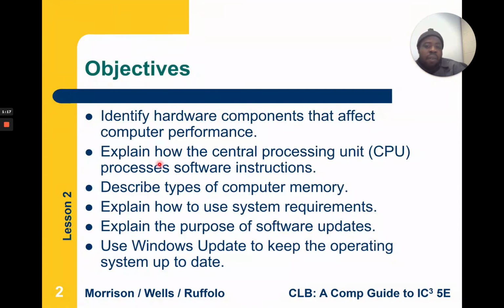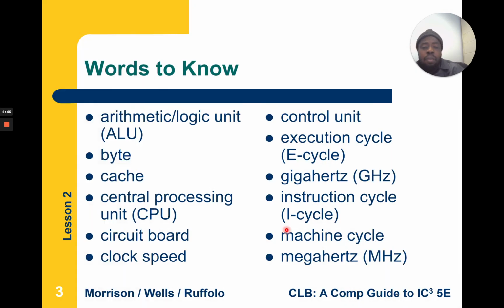The objective of lesson 2 is to identify hardware components, and these components can affect your computer performance. I will explain the central processing unit, the CPU. The CPU is like the brain of a computer. Types of memory, system requirement, the purpose of software update.